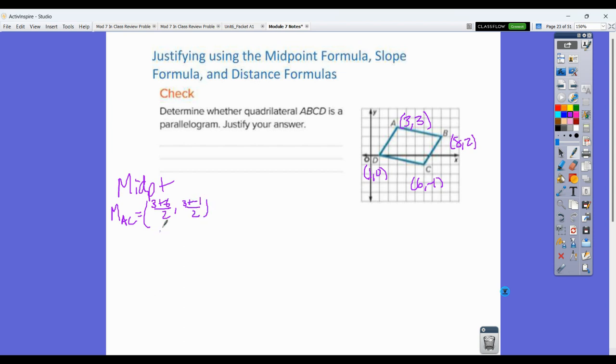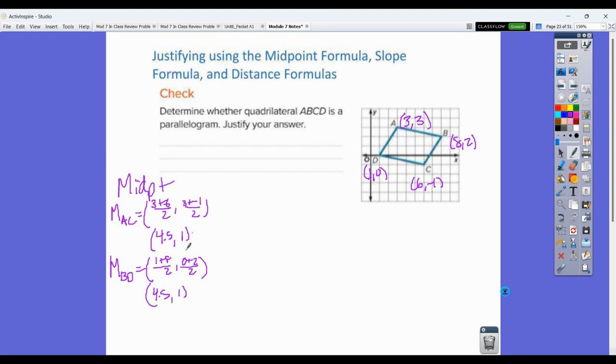And that's going to come out to 9 divided by 2, or 4.5, and 2 divided by 2 is 1. So (4.5, 1). Then you find the midpoint of BD and show it. So you do (1 plus 8) divided by 2, comma, (0 plus 2) divided by 2. And that comes out to 9 divided by 2, or 4.5, and 2 divided by 2, which is 1.